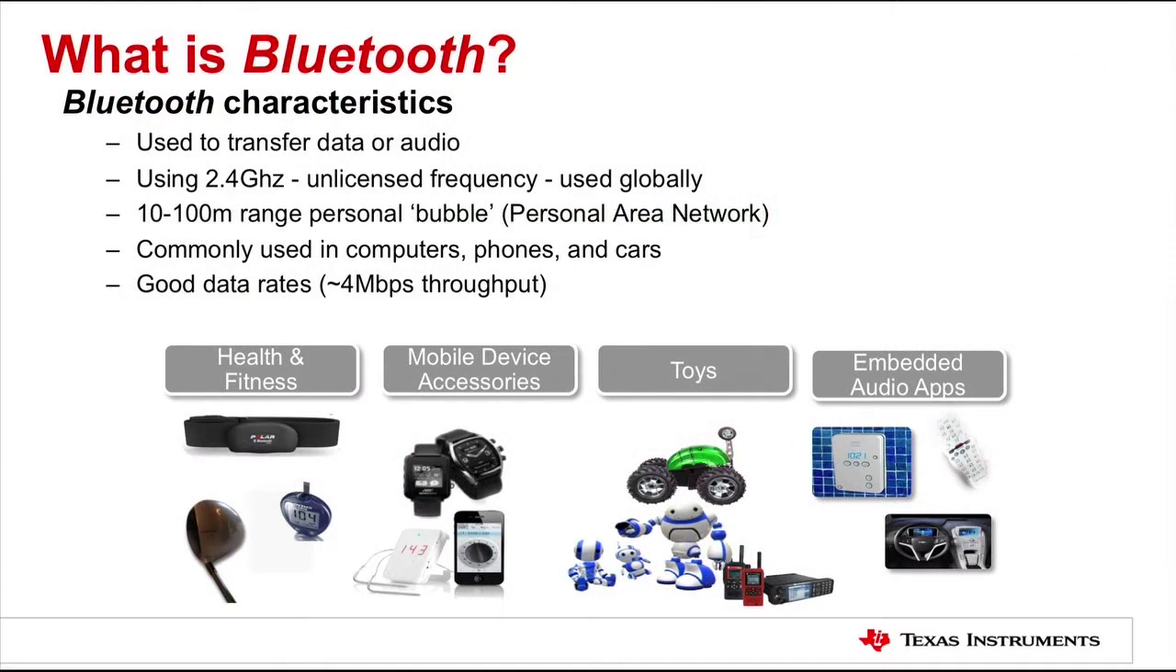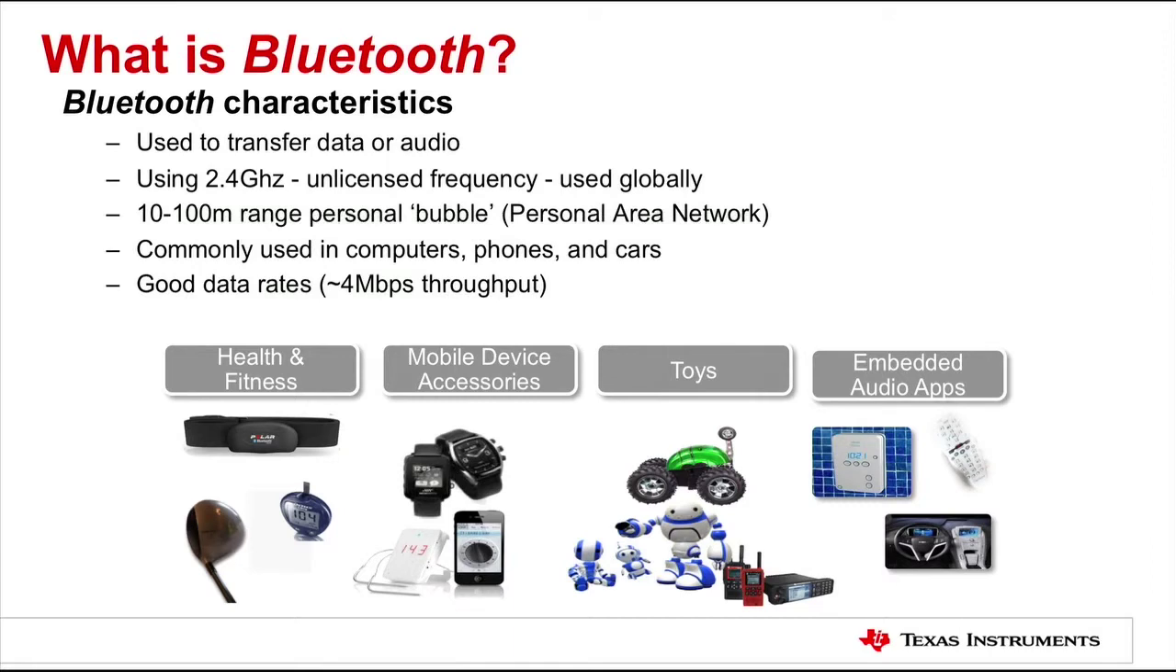All right, what is Bluetooth? So a couple characteristics of Bluetooth. It's really meant to transfer data and audio from a wireless perspective. It's intended to be more of a close range, maybe within personal space or a room type range. You're looking at 2.4 gigahertz, so it's in that unlicensed frequency, and it's used globally. So anywhere in the world you can use Bluetooth. We talked about the range a little bit, 10 to 100 meters. With our dual mode and Bluetooth Classic solution, you can actually get above that as well.